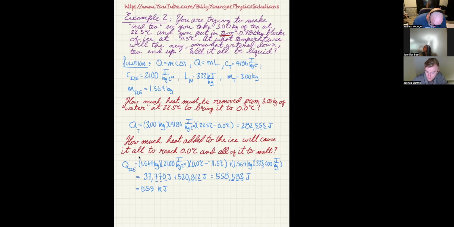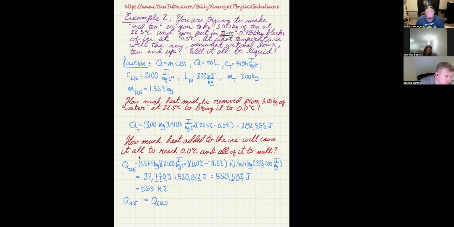What we're asked here is to say what the final temperature will be, and will it all be liquid? We've now answered the question to see that it will not all be liquid. There'll actually be some ice floating around in it. So let's do an equilibrium situation. I'm using calorimetry here, and I'm going to say Q hot, meaning the hot thing, is equal to Q cold, meaning the cold thing.